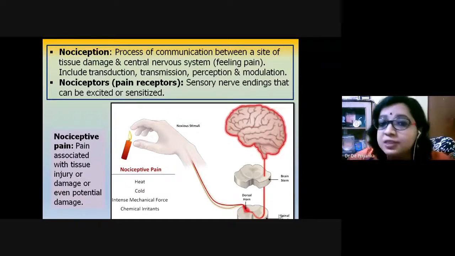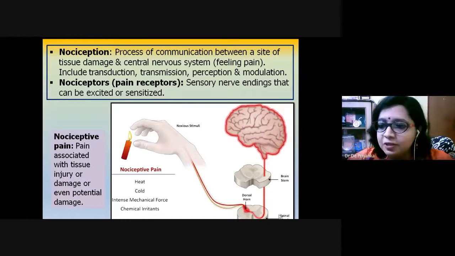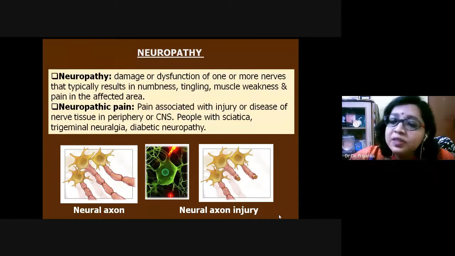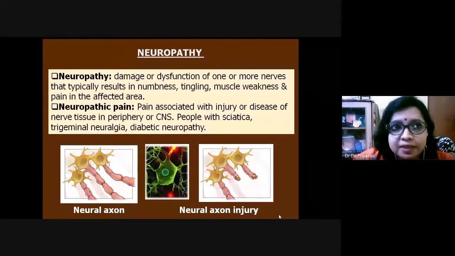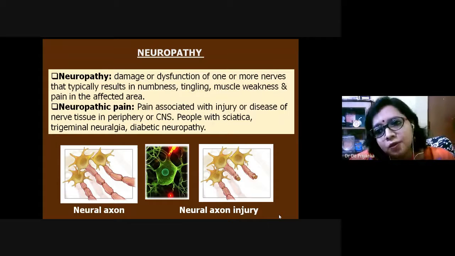But when I mention nociceptive pain, it means the pain which occurs due to damage at a particular tissue site. That has nothing to do with nerve damage. But when we take into account another term, which is also a part of pain psychology, this is called neuropathy. And therefore, the pain is called neuropathic pain. Neuropathy is the damage or dysfunction of one or more nerves that results in a tingling sensation, numbness, and muscular weakness in the associated area. The pain can be in the peripheral nervous system as well as at the level of the central nervous system, that means brain and spinal cord.